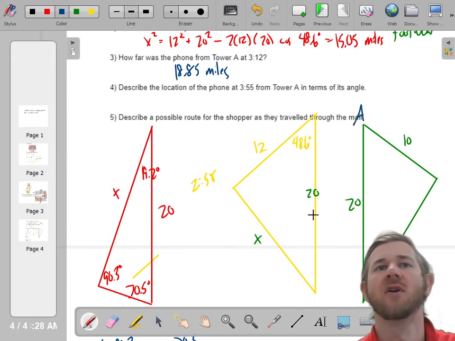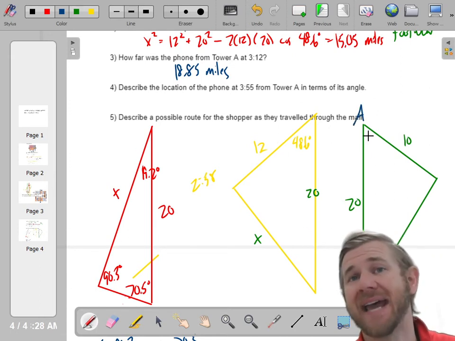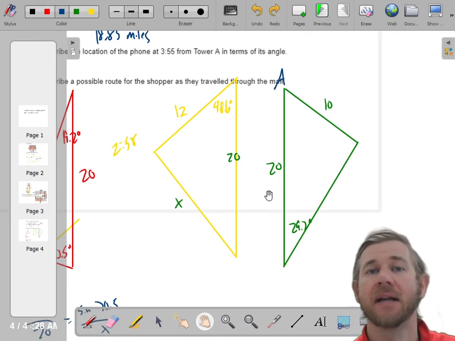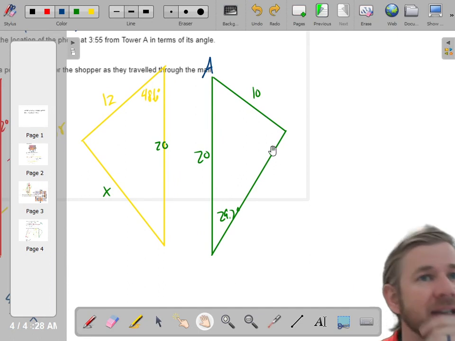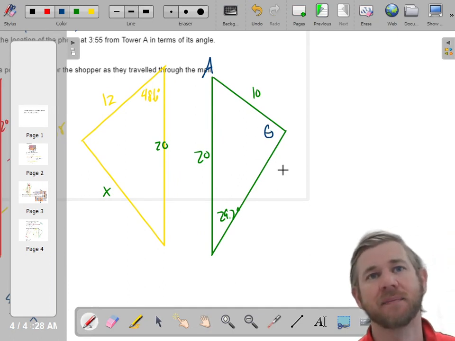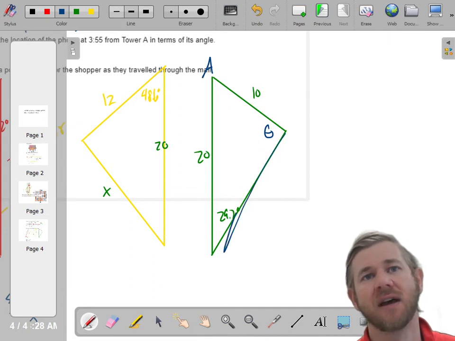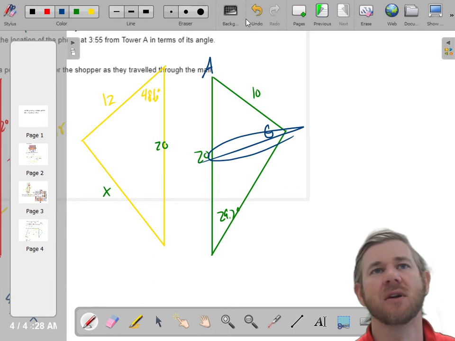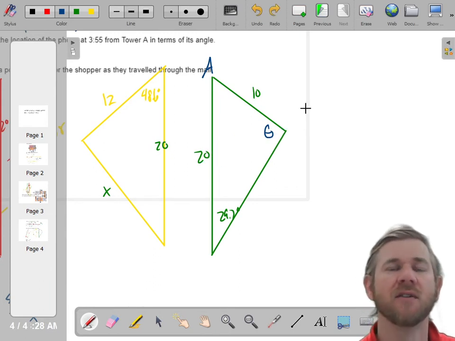So the location of the phone from Tower A in terms of its angle. So I want this angle then. So to find that angle, can I do law of sines? I think I can do law of sines. But I'm going to have to find this angle and then subtract, because I don't have this side. I could find that side probably, but it seems like a waste of time. I'm just going to go ahead and find that angle and then I'll subtract from 180.